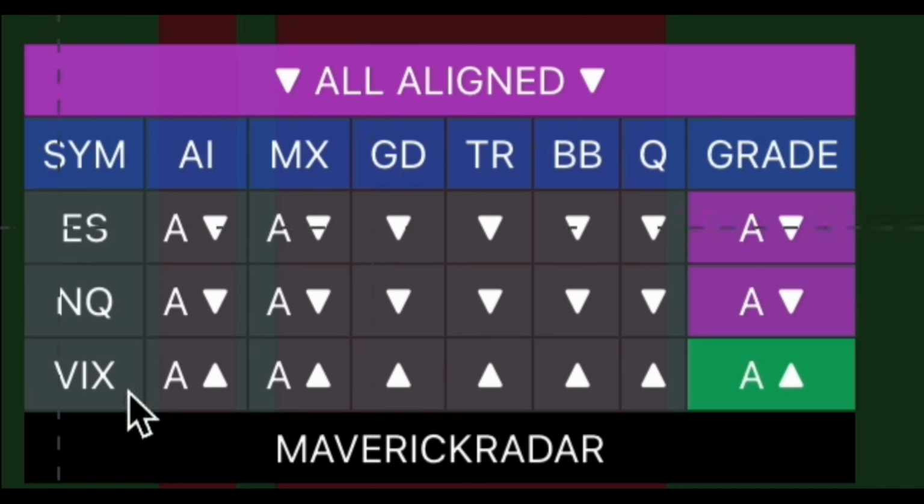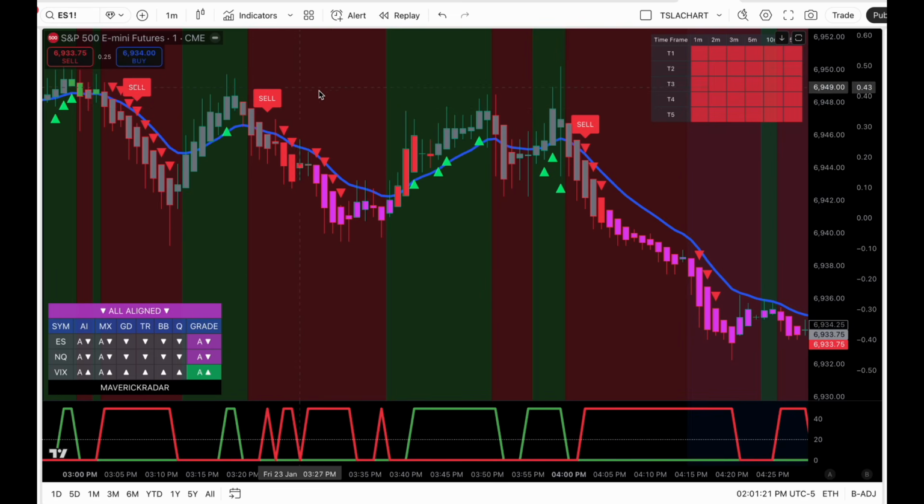But here's the thing. We've been testing ES and NQ, and a lot of times ES and NQ move together. So we like to see alignment, stacking probability, red background, sell signal, prices below the blue line, all 5 traders saying bearish, Maverick Trender trending. But here's the cool thing. Each one of these columns is telling you if you have a signal or not.